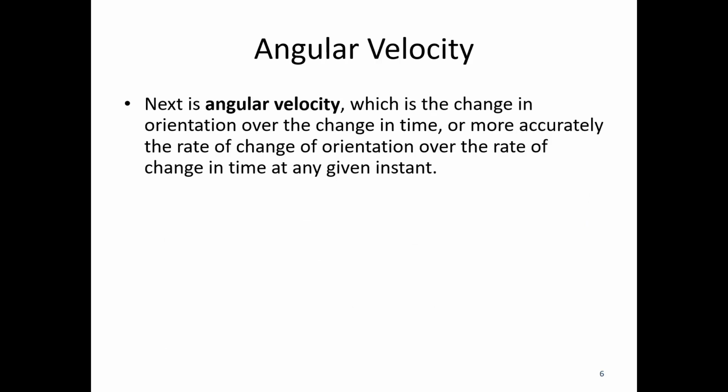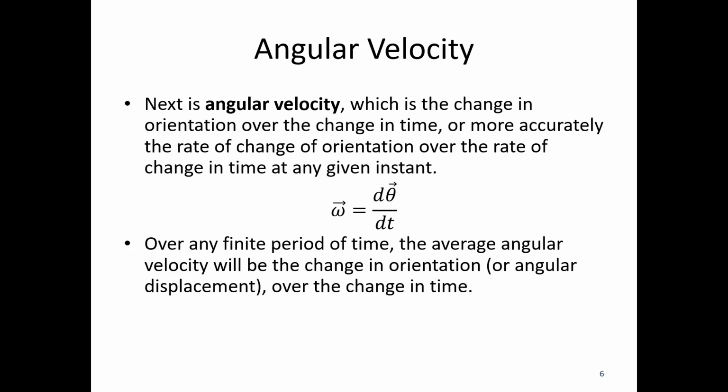So next up is angular velocity. Angular velocity is the change in orientation over the change in time, or more accurately, the rate of change of orientation over the rate of change of time at any given instant. So omega, this is the Greek letter omega, is d theta dt. And over any finite period in time, the average angular velocity will be the change in orientation, or angular displacement, that delta theta, over the change in time. So omega average is delta theta over delta t, angular displacement over time between point 1 and point 2.